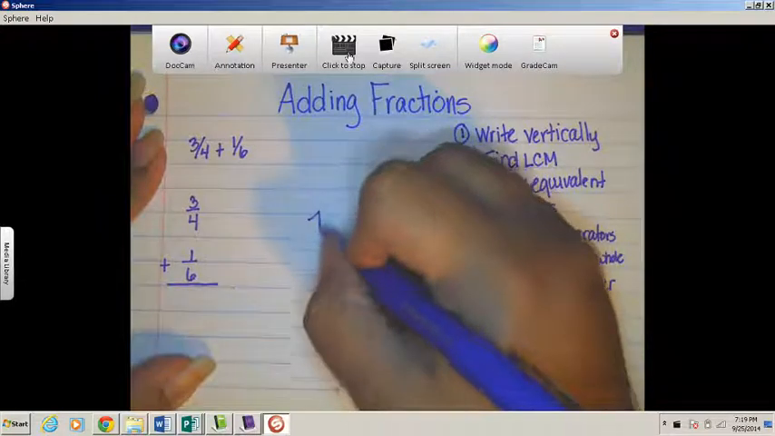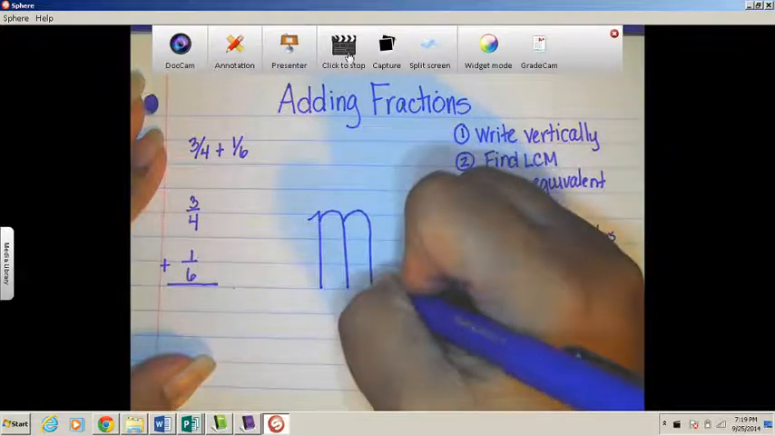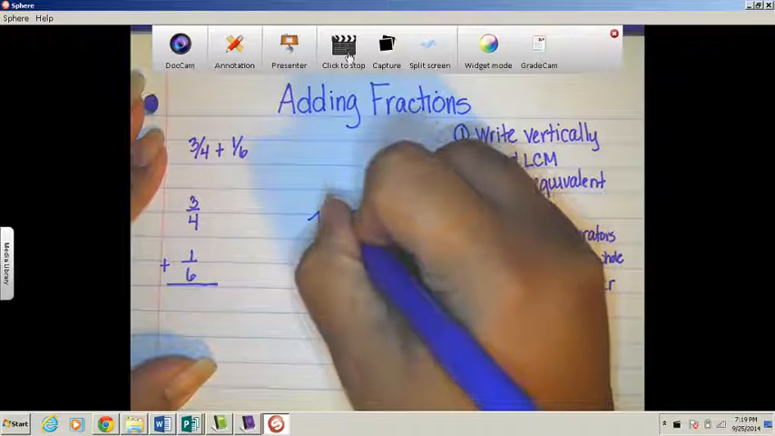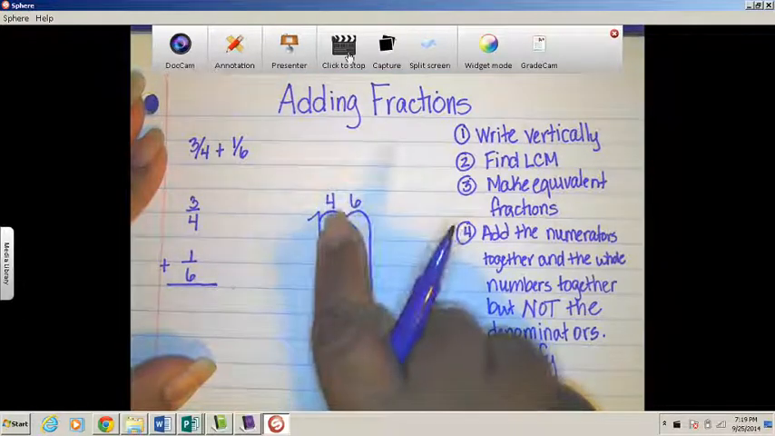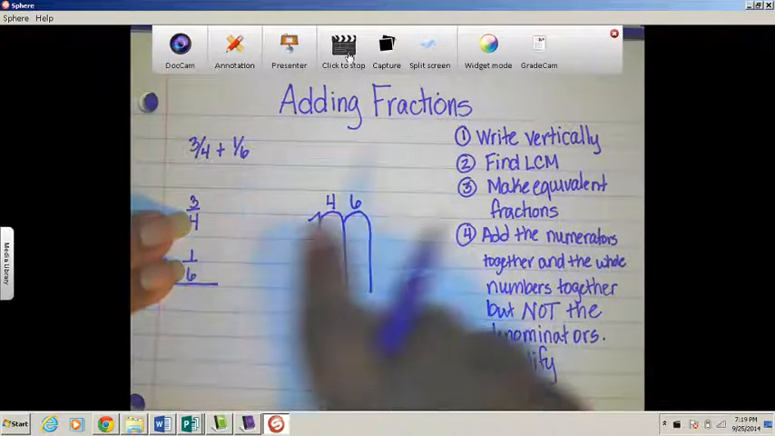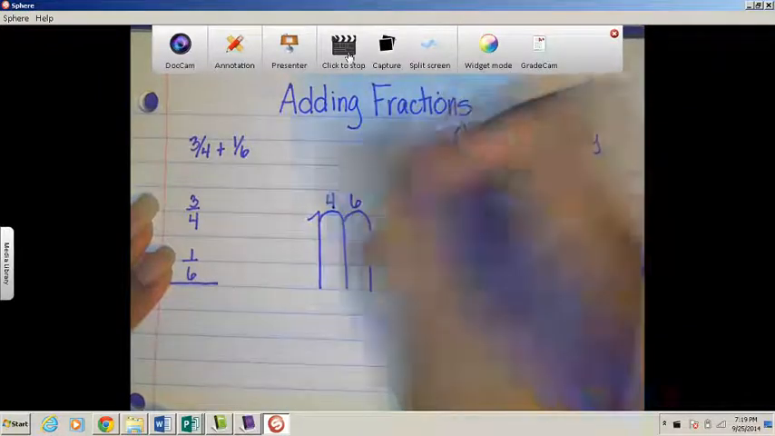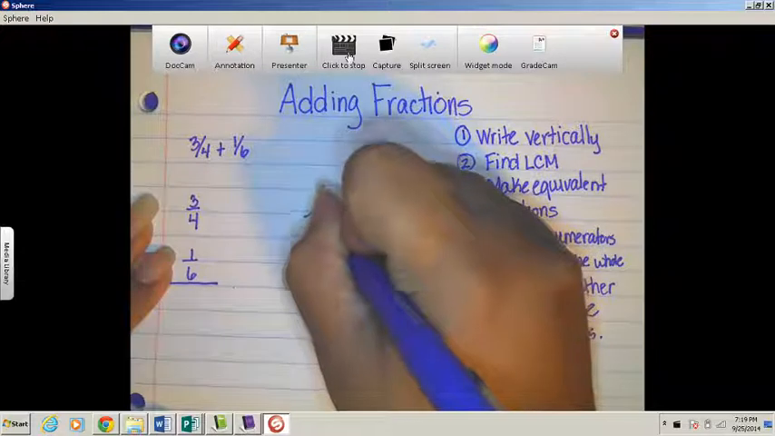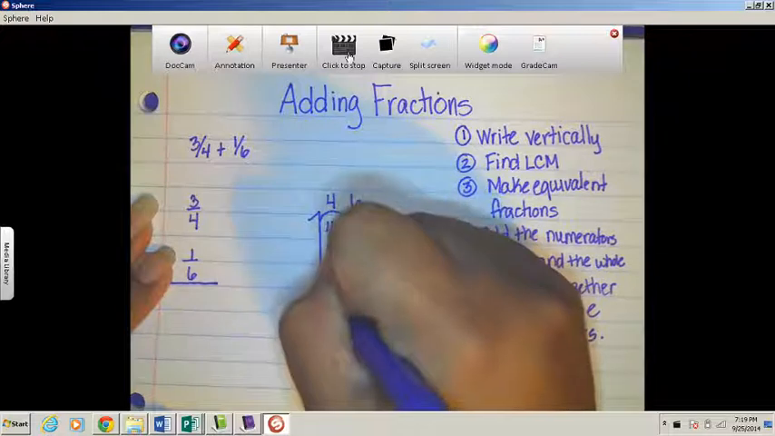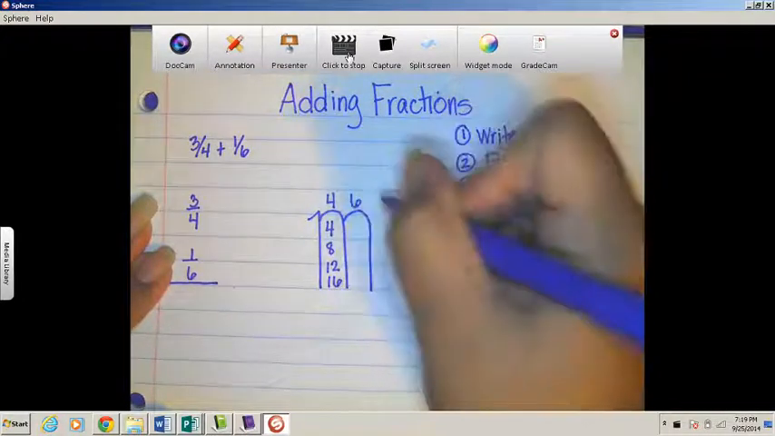The way that I do that is I make myself an M, and I use the denominators. Here are my denominators. I took these numbers from my denominators. Now I'm going to find multiples of 4. I'm just going to start with the first 4 or 5 multiples. 4, 8, 12, 16.